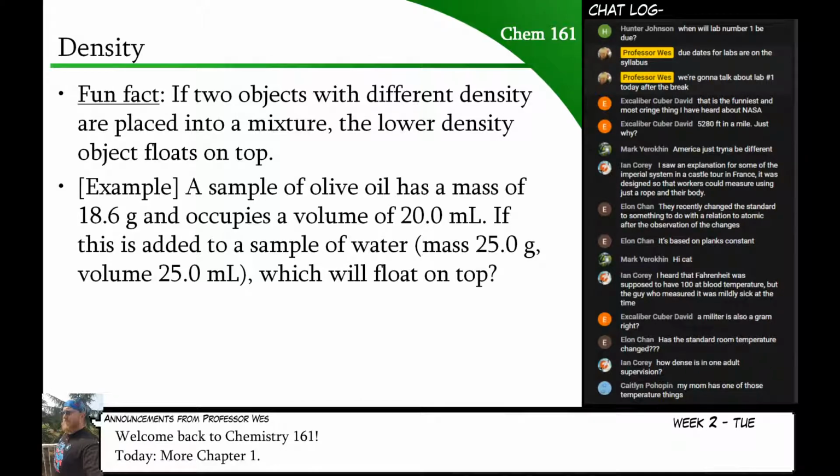All right, so here's a very, very simple density calculation. Let's suppose you put olive oil and water into the same container and they don't mix. You're going to use this much olive oil, 18.6 grams and 20 milliliters, and 25 grams and 25 milliliters of water. Which floats based on the calculation? So very quickly, do the density calculation for each of these substances, and then tell me the order in which they would float if you were to draw them on a piece of paper.